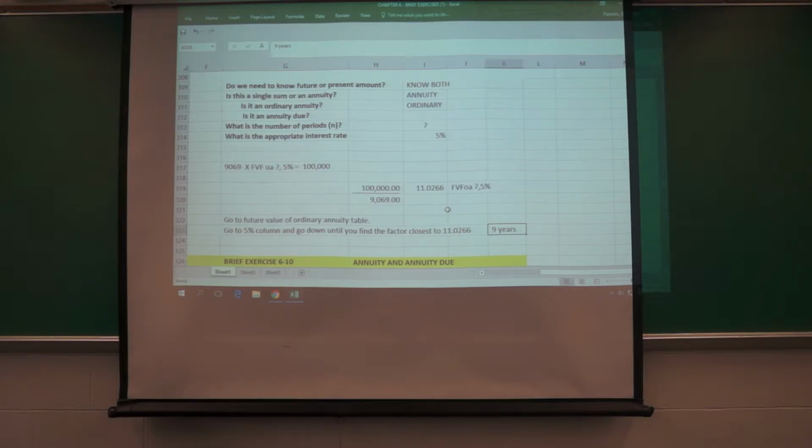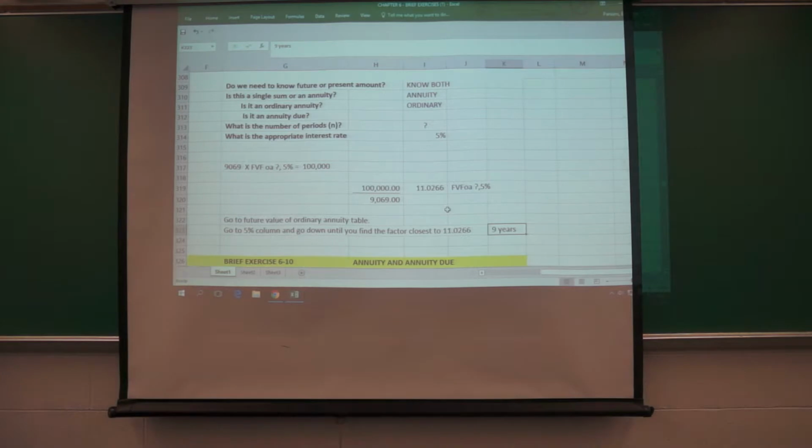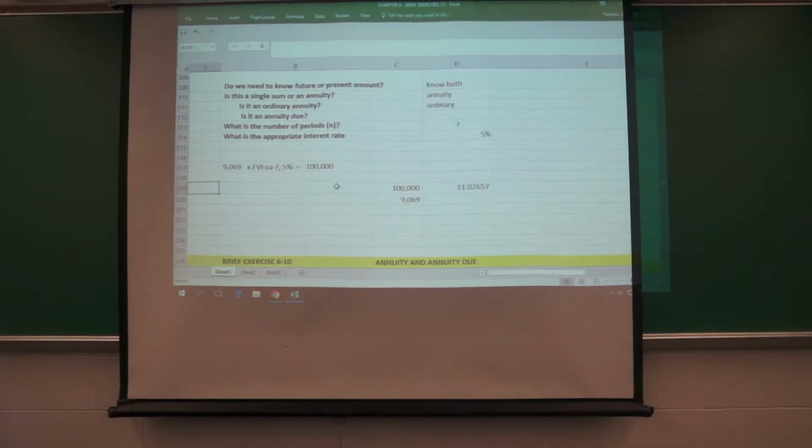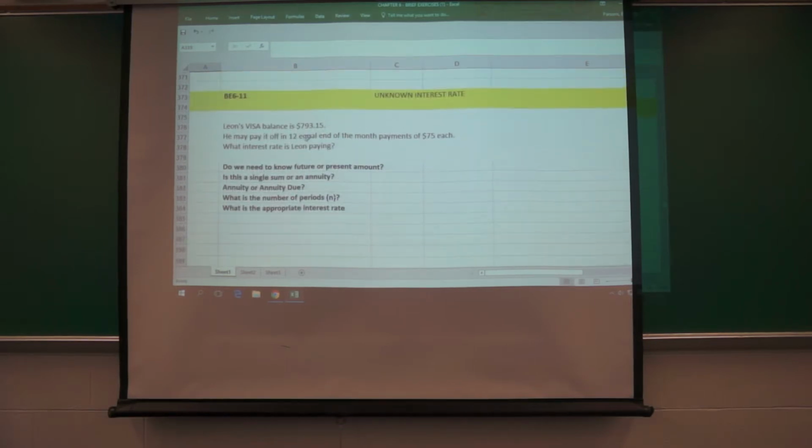I'd also like to look at brief exercise 6-11. This one is a good one to know how to work with. So let's look at 6-11. Leon has a Visa balance.